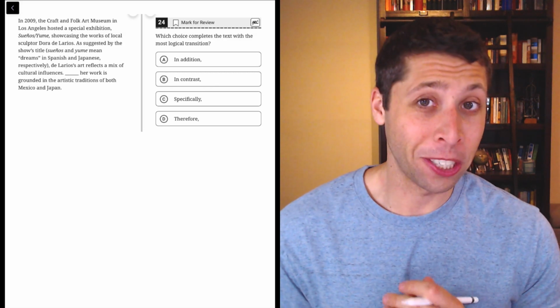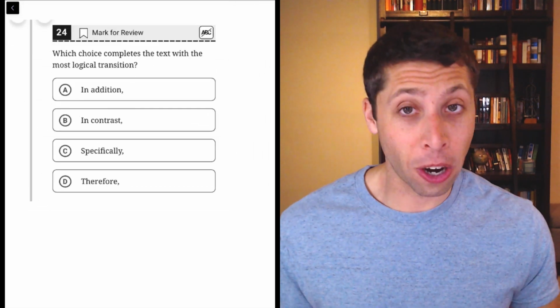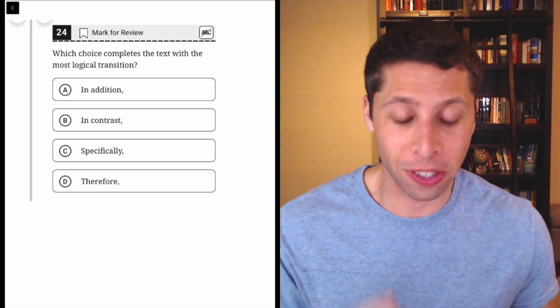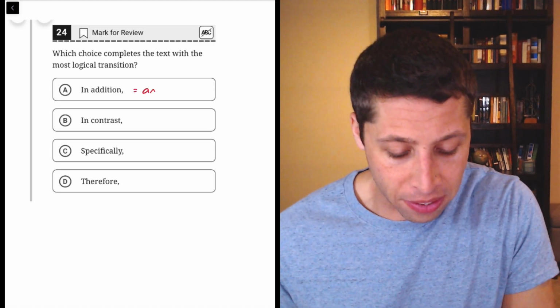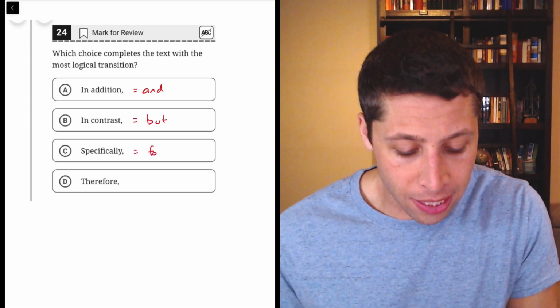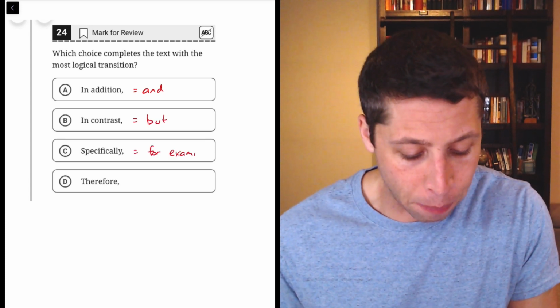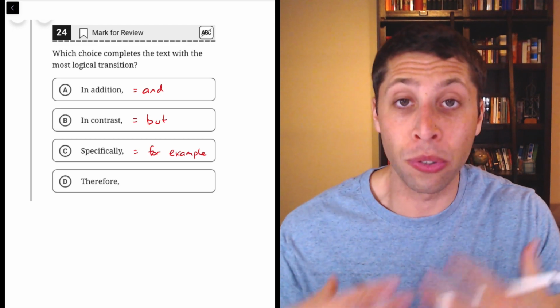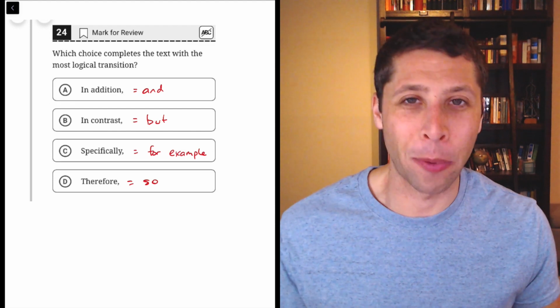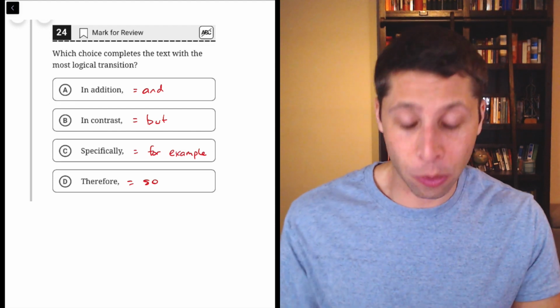I think this is a pretty tricky transition question. So what I'm going to do to start is just remind myself that these complicated looking words are actually simpler words in disguise. In addition is basically and, in contrast is basically but, specifically is kind of a different way of just saying for example, at least that's what we would probably use in our own conversation, and therefore is a slightly more complicated way of saying so, a cause and effect word.